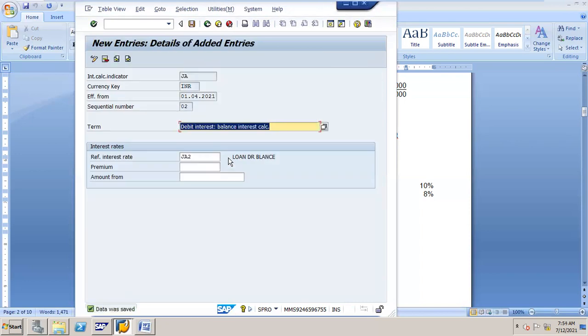So till now, what are the steps I did? First, I created the JA indicator. In the second step, for the JA indicator, I told the system this is my calculation, this is the calendar type I want to use, and I want to run it on a monthly basis. In the third step, I created the JA1, JA2 interest indicators. In the fourth step, I assigned this JA1, JA2 to JA. Okay, so still a lot of configuration is there.